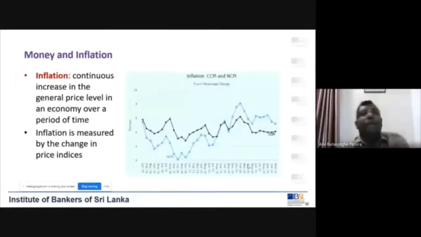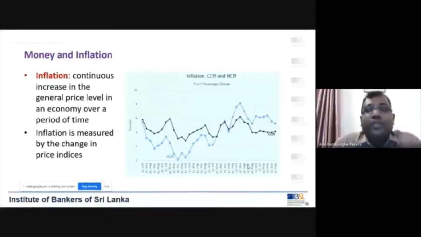Now, money is related to inflation. What do you mean by inflation? Inflation, very simple definition, is the continuous increase in the general price level over a period of time.